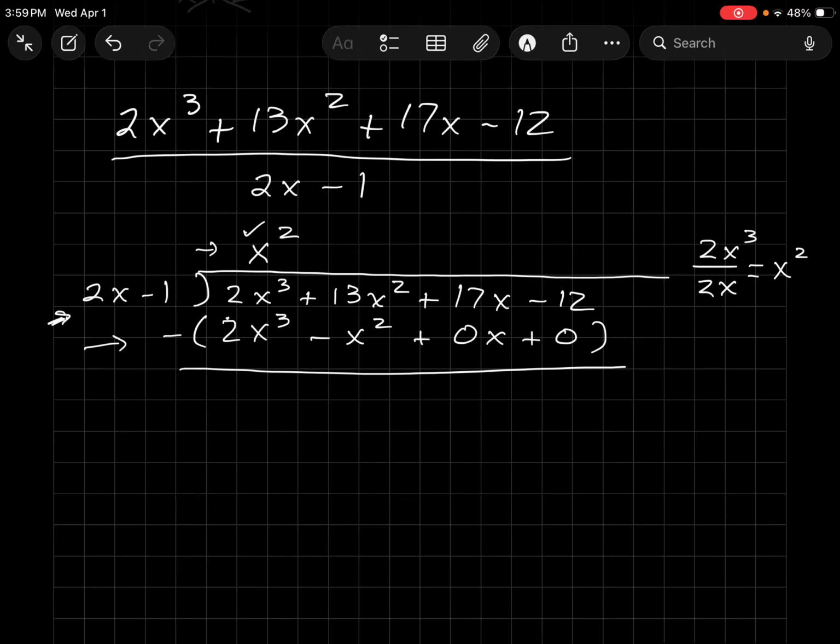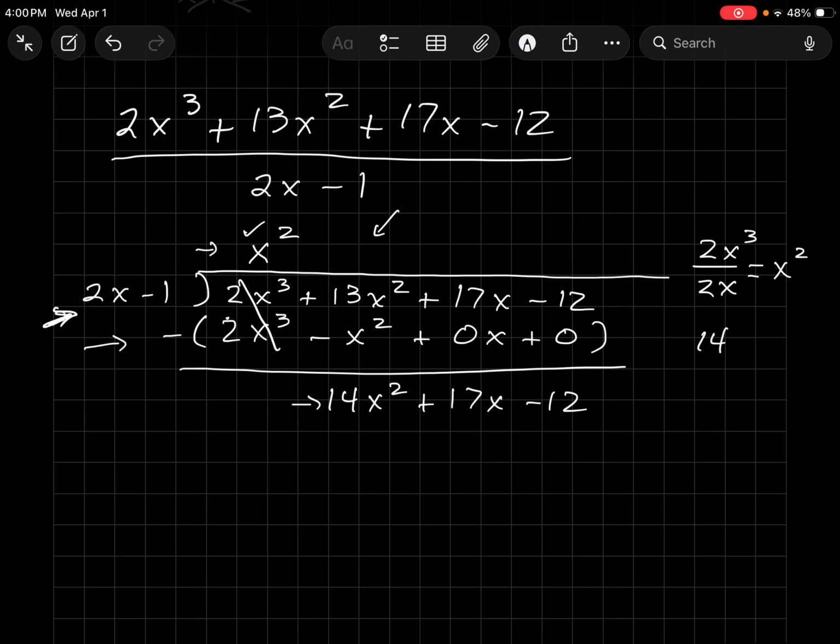And when I subtract, those should cancel. They do. Great. I get 13x squared minus negative x squared gives me positive 14x squared. And then I can drop down these next two. Let's continue on. Highest power over here, highest power, what's left over. That's going to go right up here in my next position.